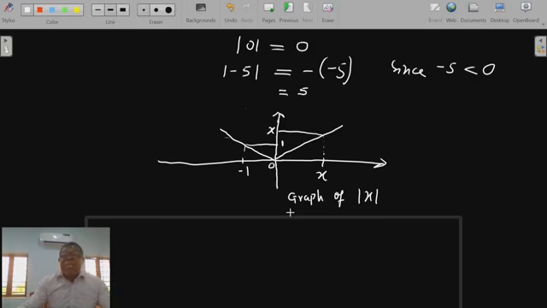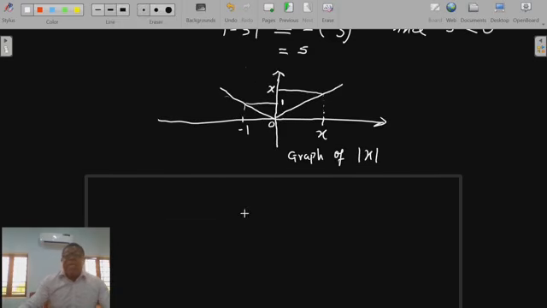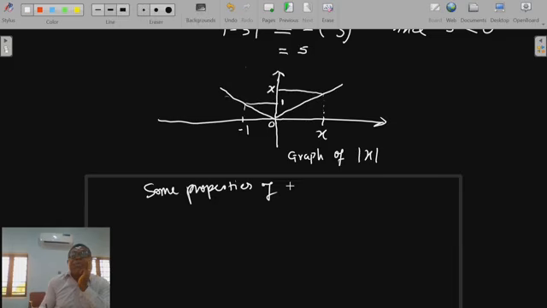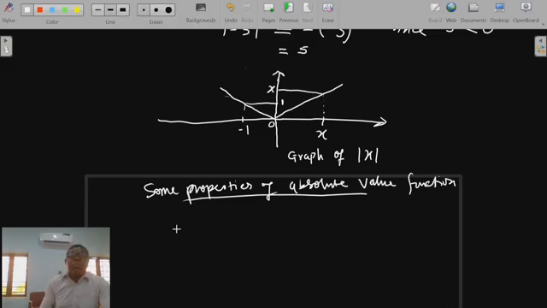So let me just leave it at that for now until we get to the discussion on continuity and differentiability. Now, look at here. Let us look at some properties of the absolute value function. Some of the properties are as follows.